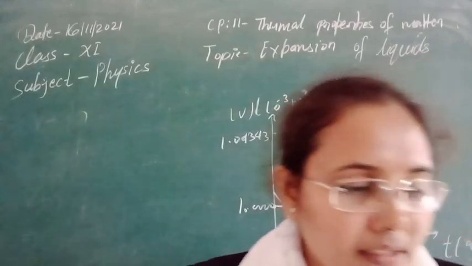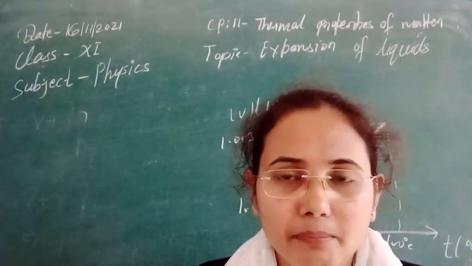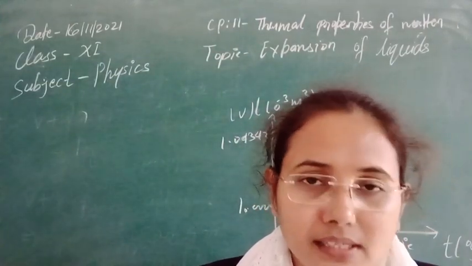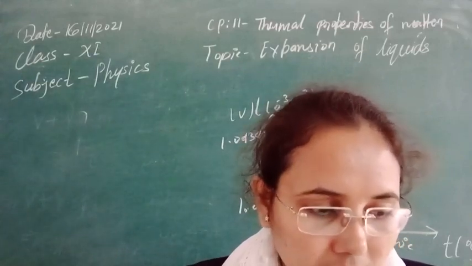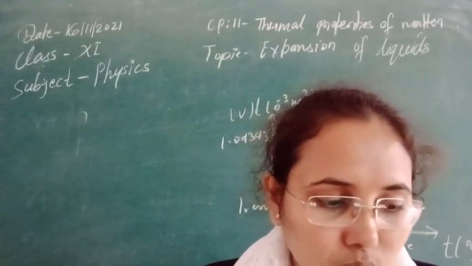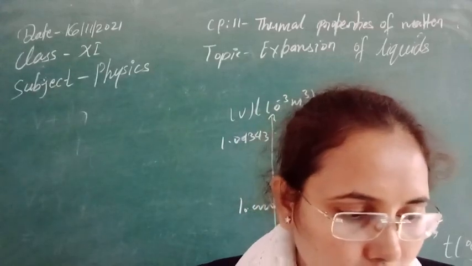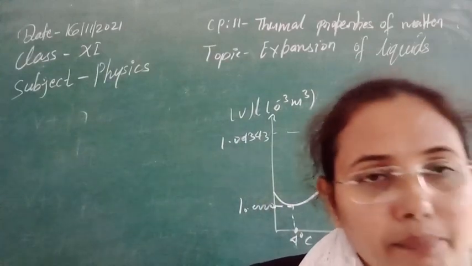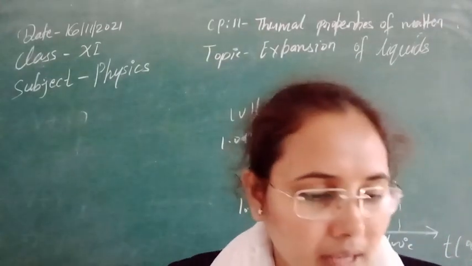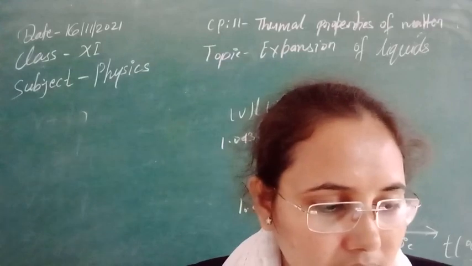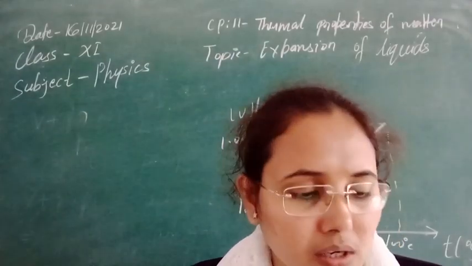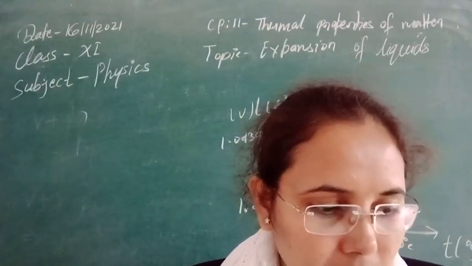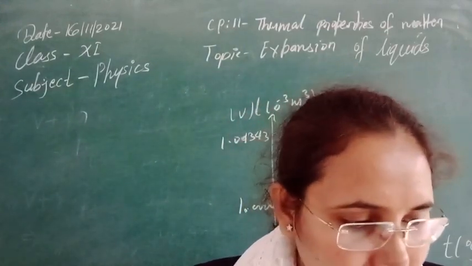Now where is this anomalous behavior of water helping us? It plays an important role in the survival of sea animals in the cold winter season. In winter the temperature of the surroundings falls, and the water on the surface of lakes on mountains cools towards 4 degrees Celsius and becomes denser. So it attains maximum density at 4 degrees Celsius and sinks down.